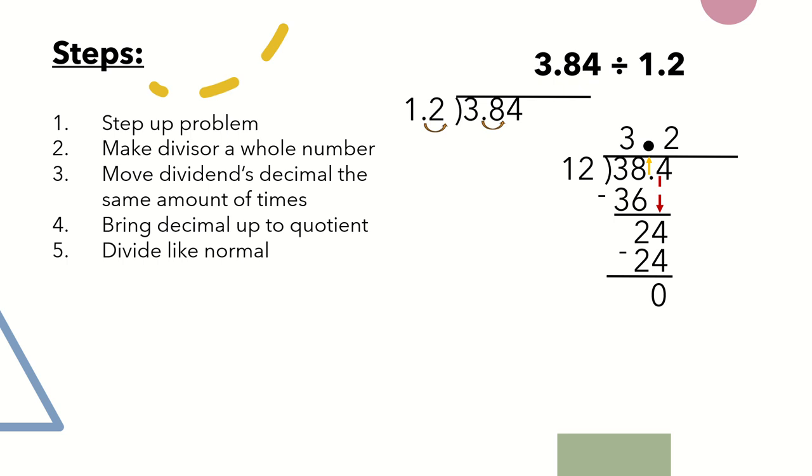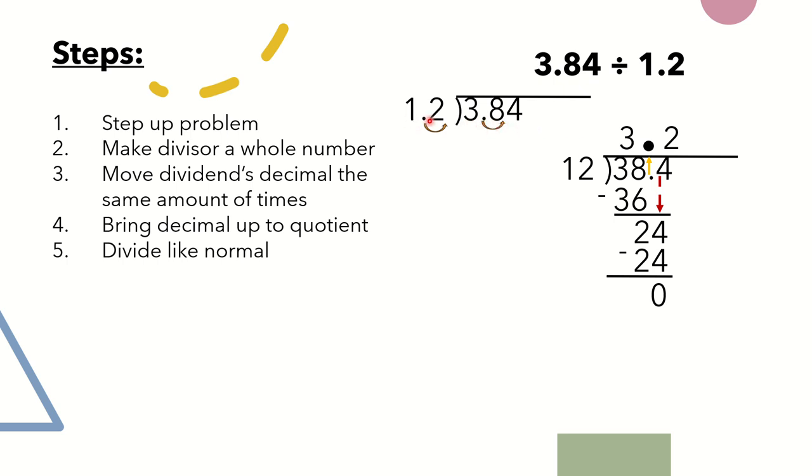Our steps. First, set up the problem. Most of the problems may not be set up, so we have to look at the word problem to determine which one is our divisor and which one is our dividend. Once we do that, we have to make the divisor, which again is the number on the outside, into a whole number. Let me show you real quick. Here we go. So the number on the outside would be my divisor. The number on the inside would be my dividend.